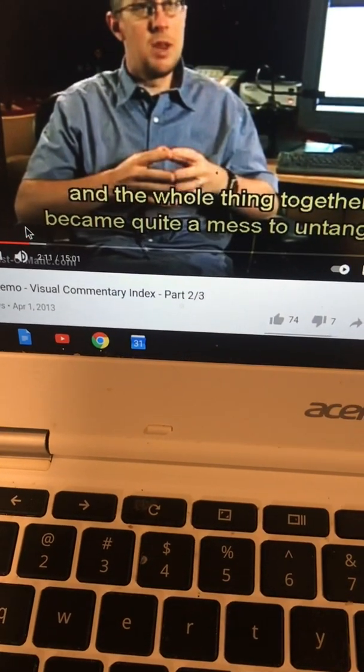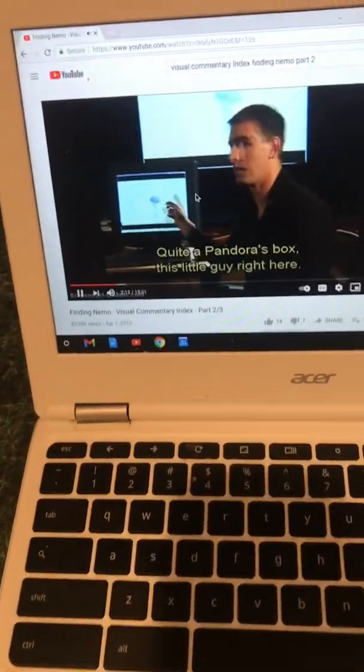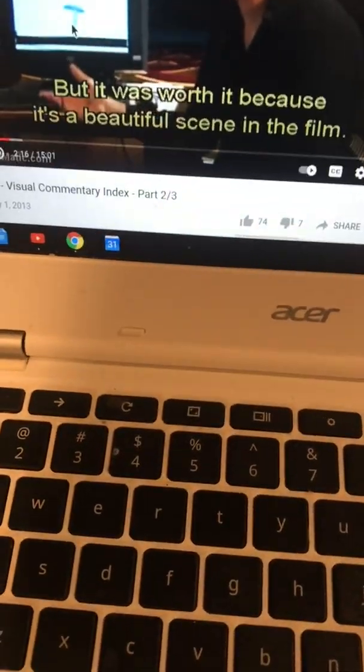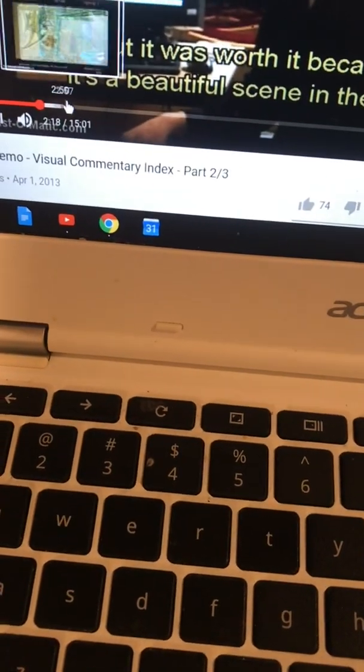The whole thing together became quite a mess to untangle. Quite a Pandora's box, this little guy right here. But it was worth it because it's beautiful in the film. It's a beautiful scene.